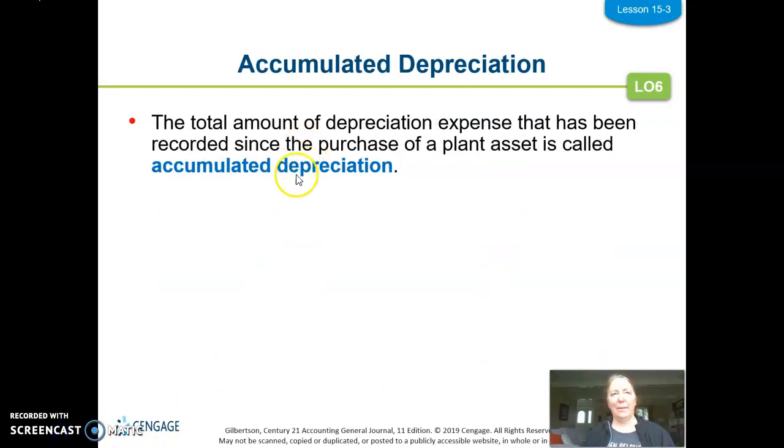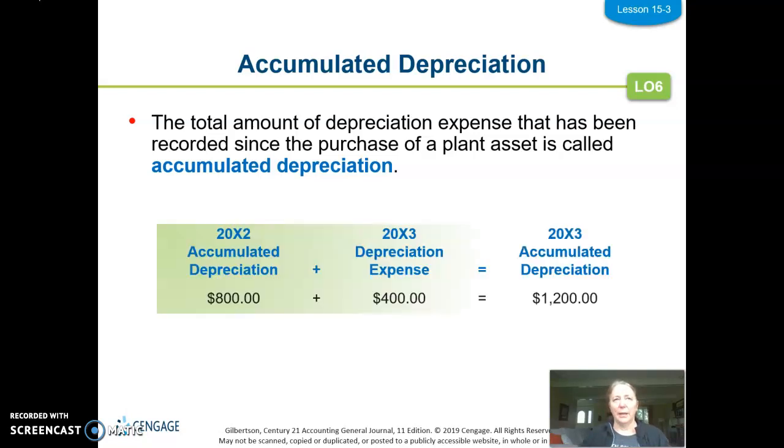So another account that we have is called accumulated depreciation, and as the name indicates, it's the total amount of our depreciation expense that we have recorded on an asset since we purchased it. To calculate the accumulated depreciation, in year 2, the second year's accumulated depreciation for that asset that we had the example on would be $800.